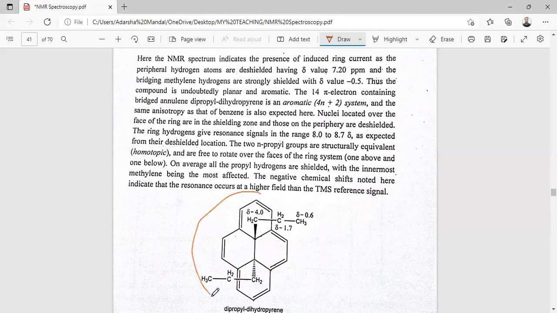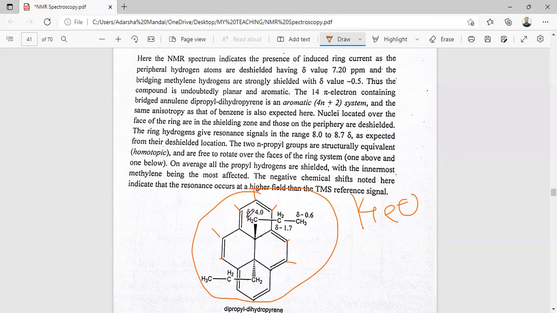Now for this case, this molecule is a dipropyl dihydropyrene. It is also an aromatic compound. Here a total of 14 pi electrons are present. So it is an aromatic compound. Here all these hydrogens are in the deshielded zone in the plane of this molecule. So all have the expected delta values at 8.0 or 8.5. But the two propyl groups are not in the deshielded zone.